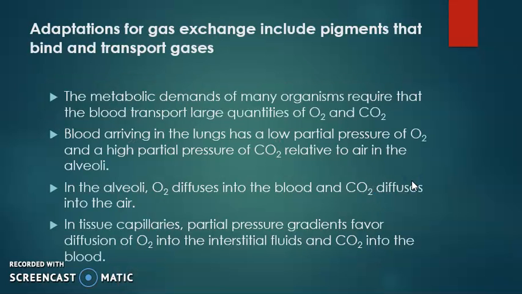Now, more adaptations for gas exchange include pigments that bind and transport gases, like hemoglobin, one of the most common examples that we know. The metabolic demands of many organisms require that the blood transport large quantities of oxygen and carbon dioxide, because if metabolism is high, more oxygen will be required and more carbon dioxide will be produced. So with more metabolic demands, more respiration will be required.